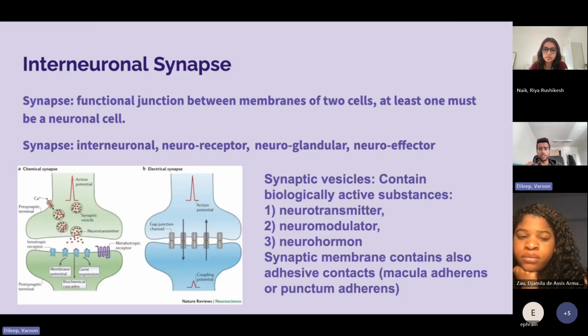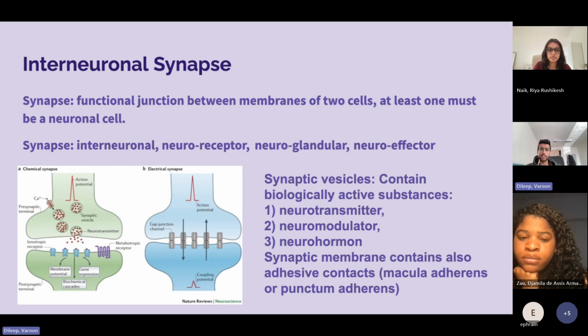Now, when we talk about interneuronal synapse, a synapse is just a functional junction between membranes of two cells, and it requires at least one neuronal cell. That means it just requires one neuron to be there, and the other cell can be a receptor, effector, or neuroglandular. So the types of synapses are interneuronal, neuroreceptor, neuroglandular, and neuroeffector. Neuroreceptor connects a neuron to a receptor, neuroglandular connects a neuron to a particular gland, and neuroeffector could be a connection between a neuron and a muscle.